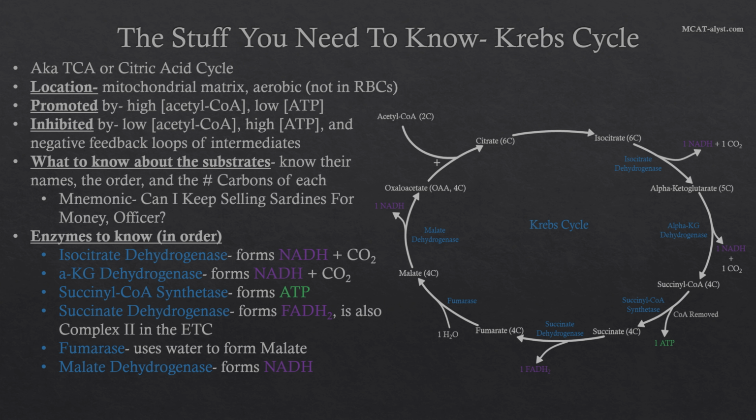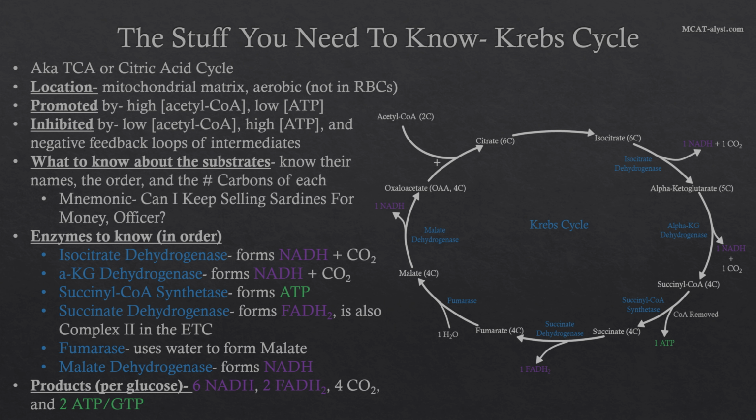So remember that this is occurring twice per glucose, because one glucose molecule will produce 2 pyruvate, and those 2 pyruvate will go on to produce 2 acetyl-CoA. So the products of the Krebs cycle per glucose is going to be 6 NADH, 2 FADH2, 4 carbon dioxides, and then 2 ATP. Technically, that step with succinyl CoA synthetase is producing a GTP, but GTP is analogous to ATP for our purposes. So that's the Krebs cycle.